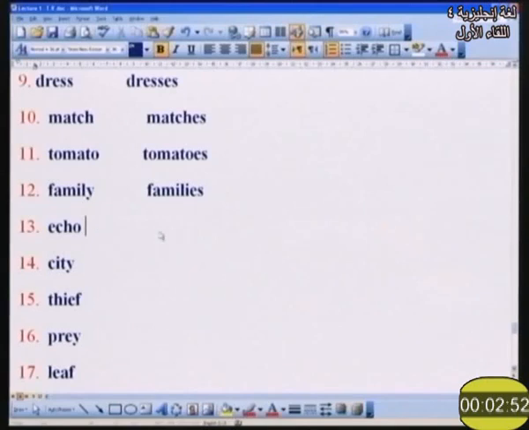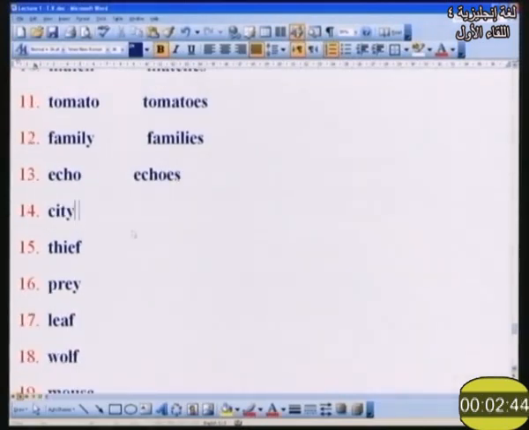Echo ends with an O, like tomato. Before the O we have a consonant. Then we add ES. City ends with a Y. Before the Y we have a consonant. Then we drop the Y and add I and then ES. Thief. It ends with an F. But what we have to do is to change the F into V and then we add ES.